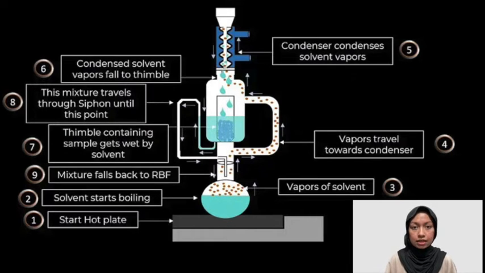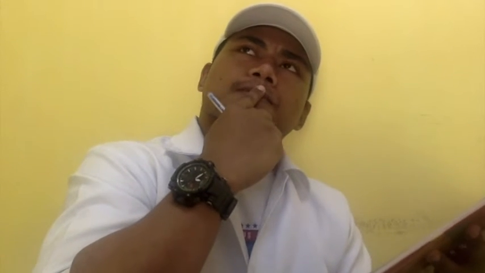due to gravity. Because the siphon is directly connected to the round bottom flask, the overflowing liquid returns to the round bottom flask. This marks the first cycle. The cycle can be repeated multiple times to improve results. Principle check. Mechanism also check.